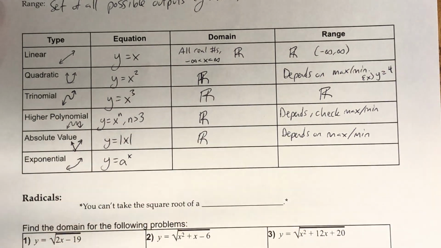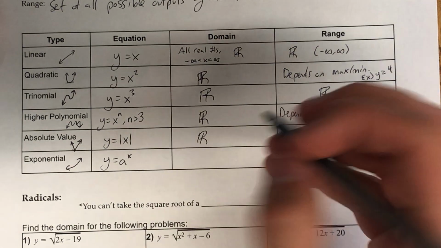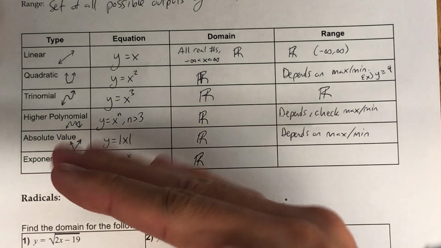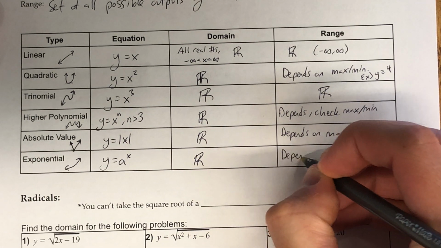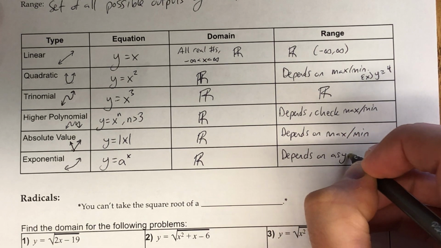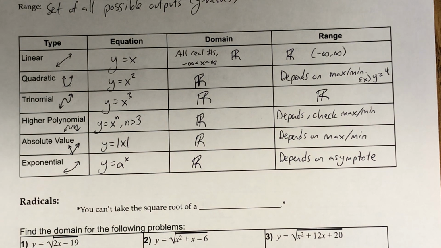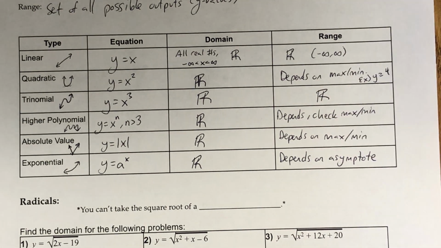Last one is exponential functions, so again, these look like this, or y equals a to the power of x, or b, some base to the power of x. For these, there's never anything you can't plug in for x. You can take something to the power of anything, so all x values work. However, with exponential functions, there's always a horizontal asymptote, so it always depends on the asymptote. Okay. So with these types of functions, it depends on high or low points or an asymptote. So you'd want to visually inspect those to determine domain and range. But the domain for all these is all real numbers.